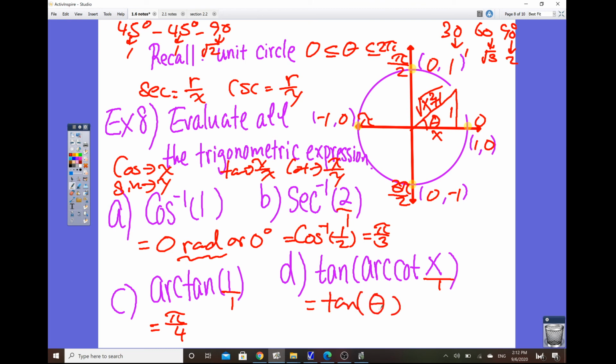So basically what we need to find out here is tangent of that angle in the first quadrant. According to the ratios, tangent is considered y over x. So which means that it's 1 over x. And that would be the final form.